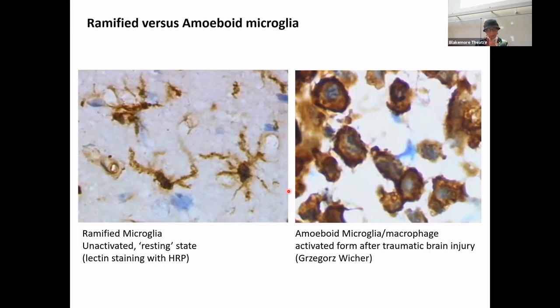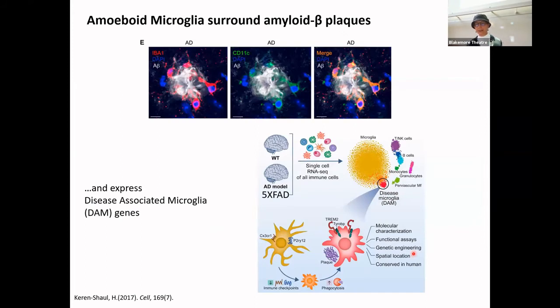So let's think a bit more about what happens when they're activated. When they're in their normal homeostatic resting stage, they are highly ramified and they're busy surveying their environment, and I'll show you some videos of that in a minute. But when they become activated and angry, they withdraw their ramifications and they become what is called amoeboid. This is an example from traumatic brain injury, so it's quite severe, but it's observable in Alzheimer's disease as well.